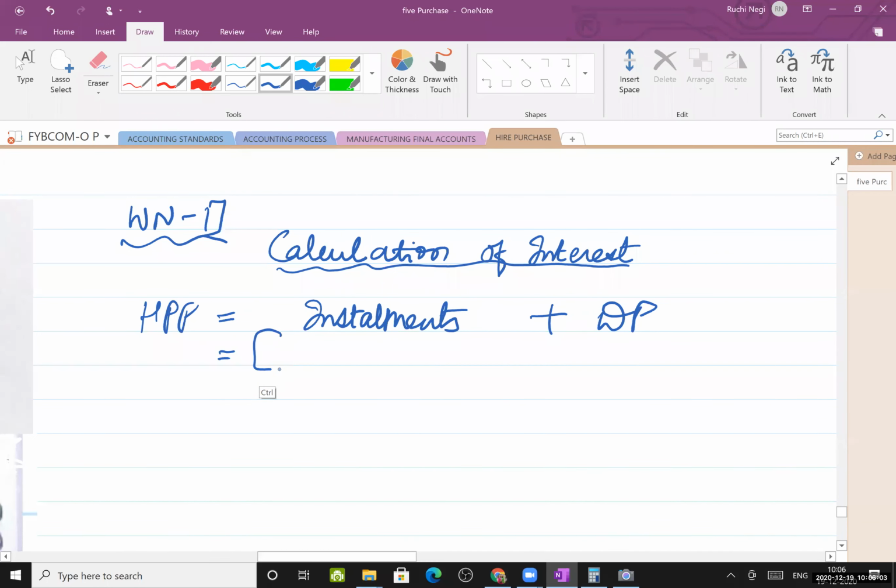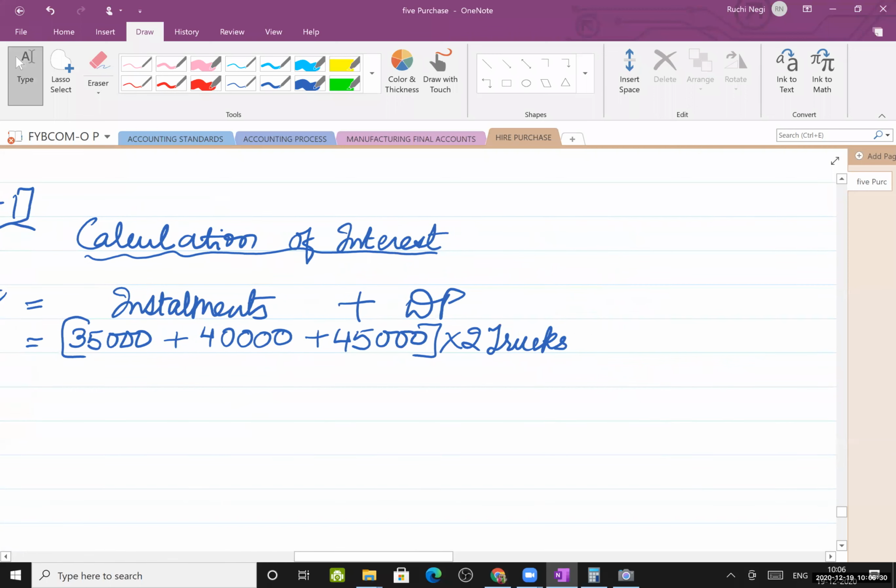Let us calculate installments. How many installments did you pay? 3. First 35,000. Second installment 40,000. Third installment 45,000. Okay, and everything multiplied with 2 trucks. I have 2 trucks, right, these are the installments of each truck. Now calculate your down payment. How will you calculate your down payment? 30,000 for each truck multiplied with 2 trucks.